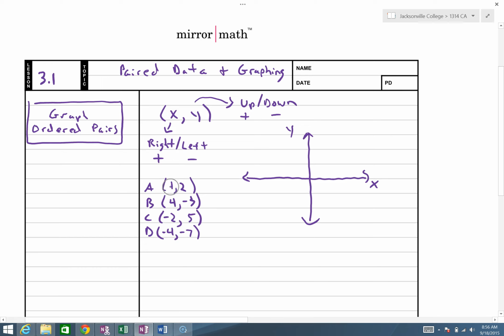All right. X, Y, this is the right-left movement, this is the up-down. 1, 2 means right 1 up 2. Right 1 up 2, that would be about right here. That would be point A. Point A here is 1, 2. Right 1 unit and up 2 units. B, 4, -3. Now we're going right 1, 2, 3, 4, down 1, 2, 3. So this point here would be right 4 down 3. That would be point B.